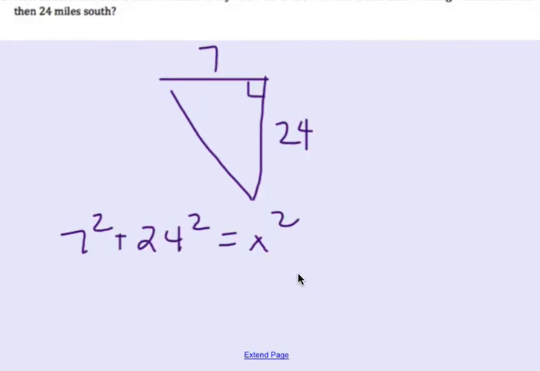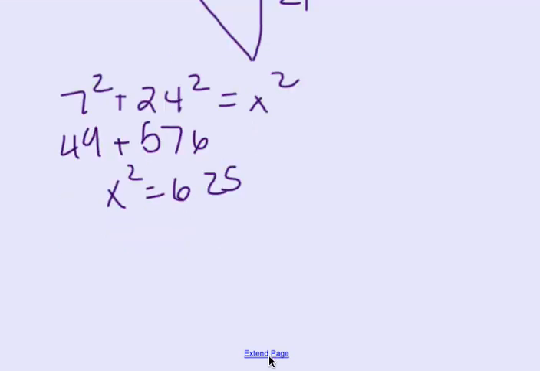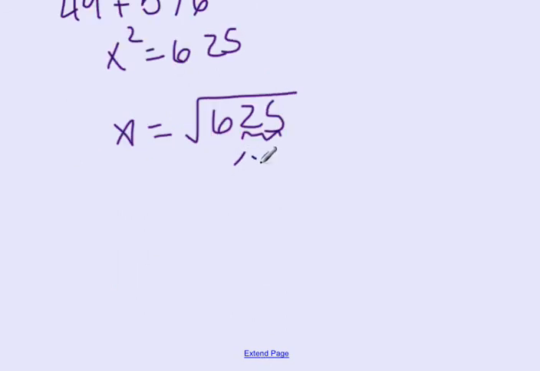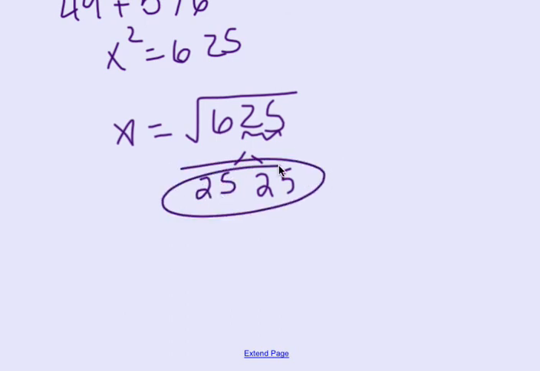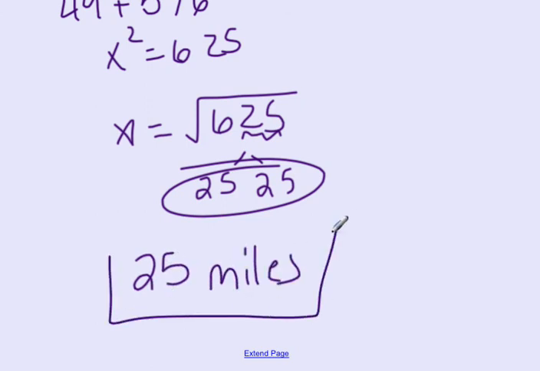So when we add those two together, so that's going to be 49 plus 576, which is going to give us 625. So let's go ahead and break this down into pairs. So x is equal to the square root of 625. Well, I see that it ends in a 25, so I know I can divide it by 25. And when I do that, I end up getting 25. So since I have a pair of 25s, 25 is actually my answer. And the label on that is miles, so she goes 25 miles to work.